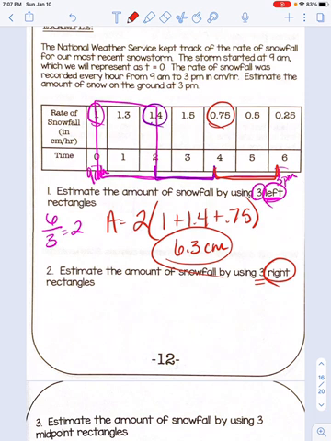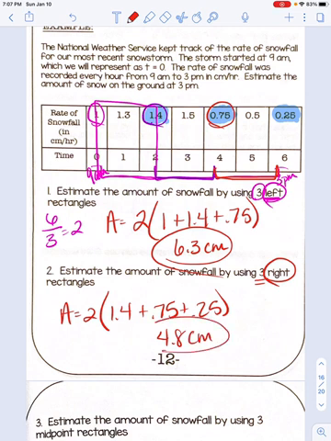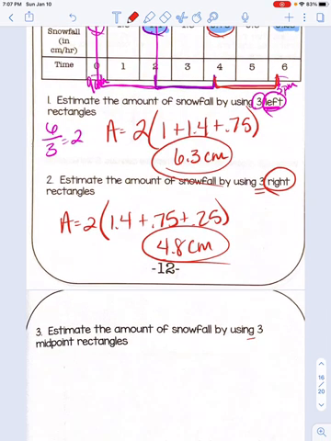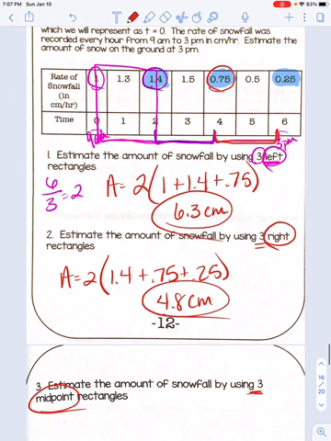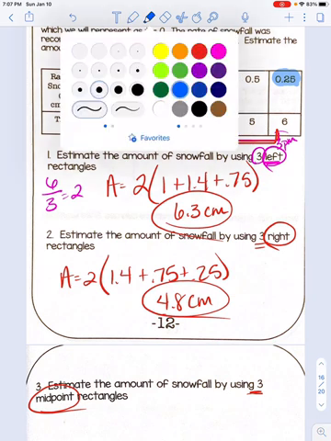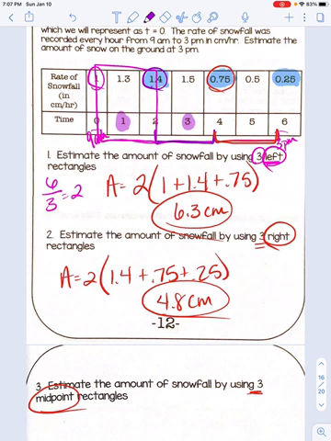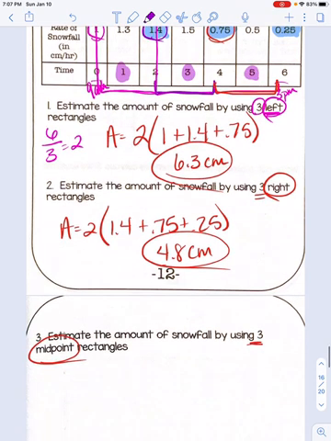So now they want me to use 3 right-handed rectangles. Okay, that's fine. My width is still 2, but now I want to use the right-handed values. So that one, and that one, and that one for these 3 rectangles. So 1.4, 0.75, 0.25, and you get 4.8 centimeters. Okay, number 3 says, all right, 3, midpoint. Okay, well, my midpoint is here. Like my midpoint is sitting right here in this table. There it is. There's your midpoint. Now, your width is still 2.